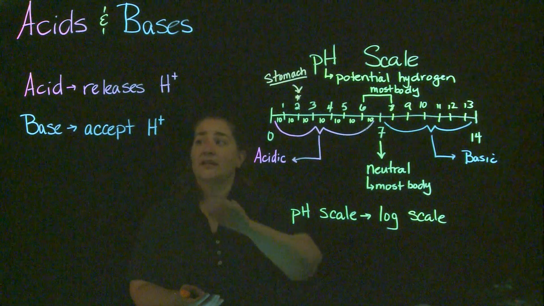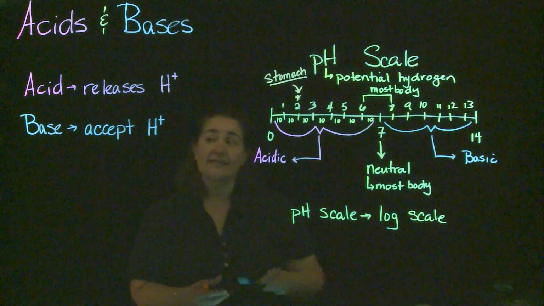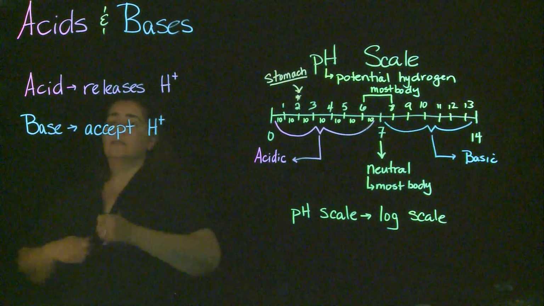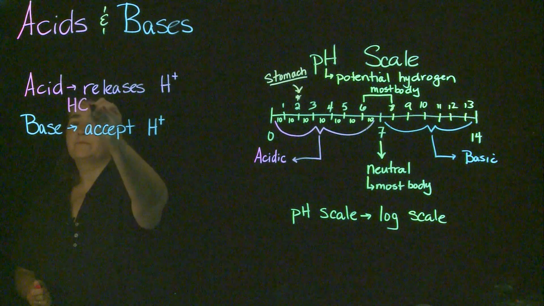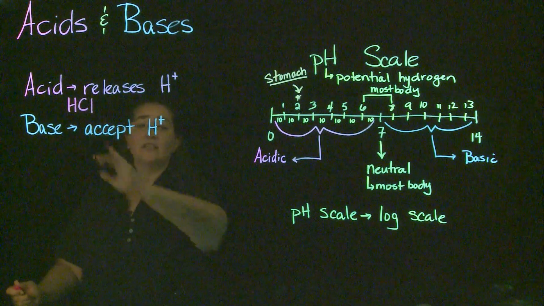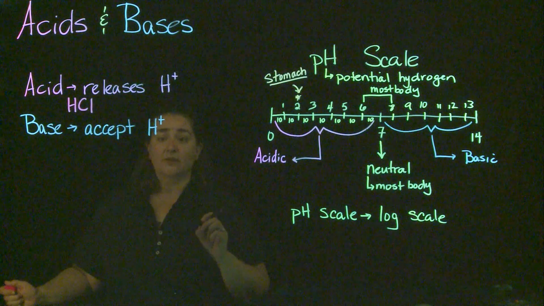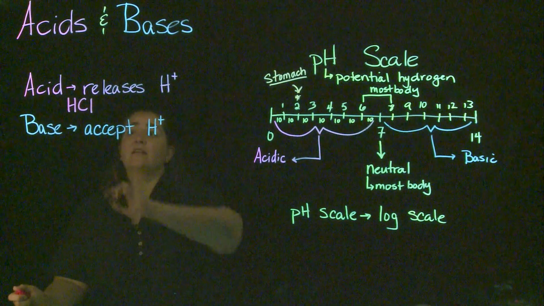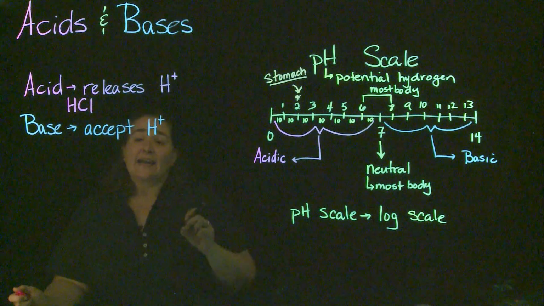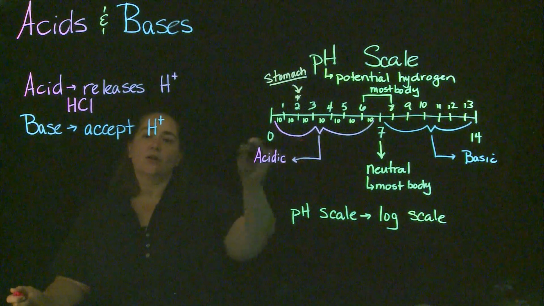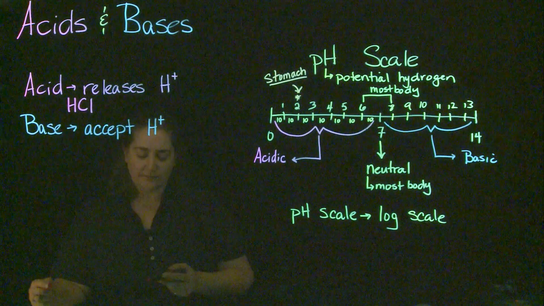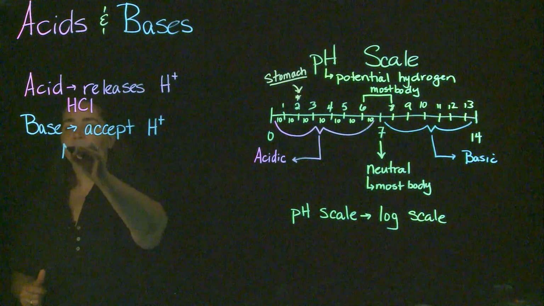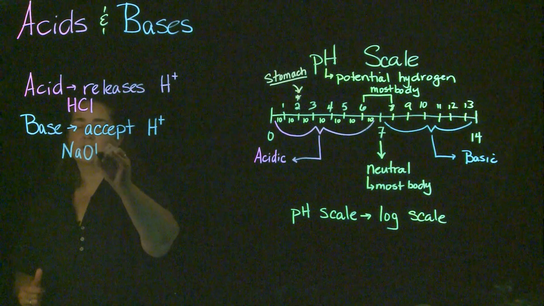Acids are going to release a hydrogen. Bases are going to accept a hydrogen, okay? In terms of that, hydrochloric acid is actually the acid that is found within your stomach. You have cells within your body that produce hydrochloric acid, all right? It releases that hydrogen. The hydrogen is what lowers the pH, okay? Likewise, you've got bases. Bases are going to accept hydrogen.